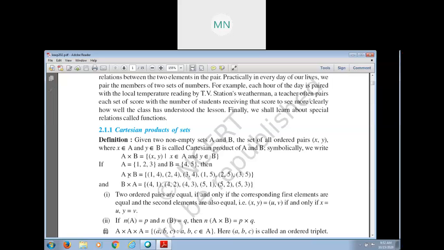So the rule is that ordered pairs are equal if and only if the corresponding elements are the same. Suppose we consider the ordered pair 1, 4. Then what is the first element of this ordered pair?